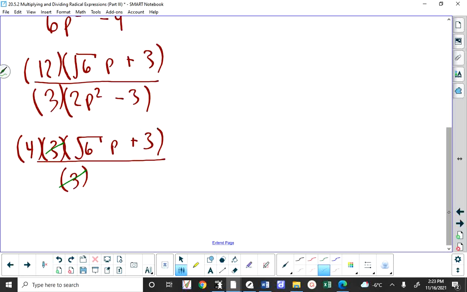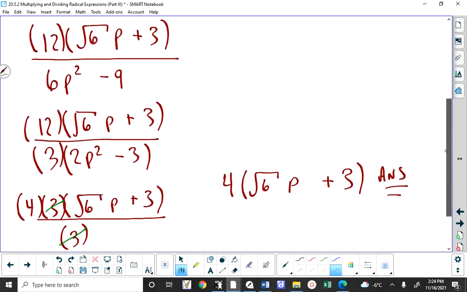And I hope that if I say that enough times in this unit, you don't suffer hardship in the next unit. The next unit can be really difficult. But if you remember to only cancel common factors, it's great. So this is 4 times root 6 times p plus 3, and this is our answer. Everybody, this is precisely why I'm telling you at this stage to leave the 12 alone.